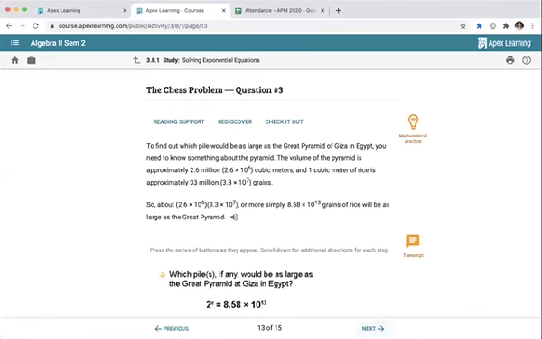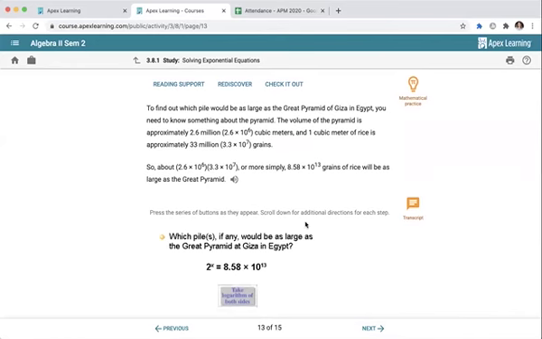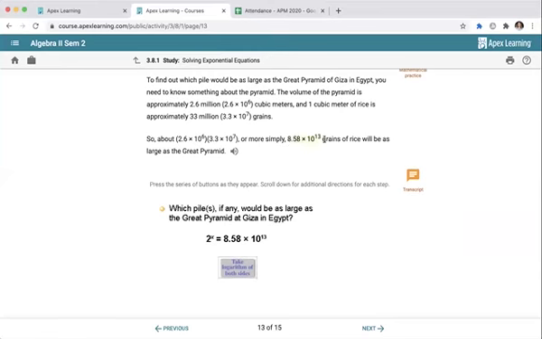Then finally, that last question. Which one would be larger than the Pyramid of Giza in Egypt? If the volume of the pyramid is approximately this many cubic meters, and 1 cubic meter is this many grains of rice, we would multiply those two together. So we need this large exponent of grains of rice here. And this is written in scientific form to indicate a really, really large number.